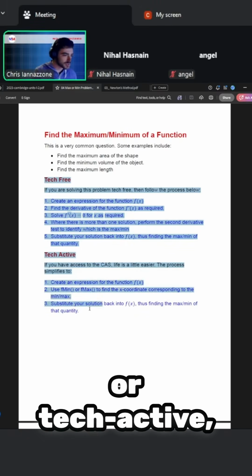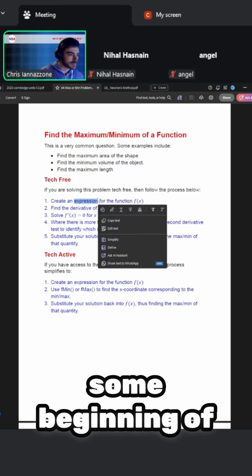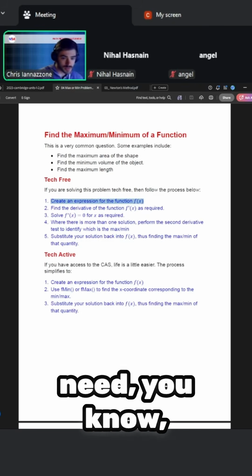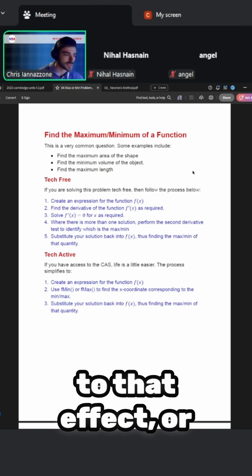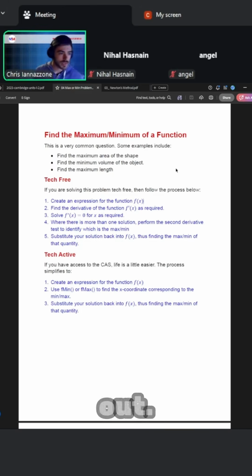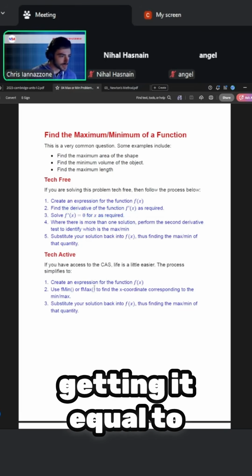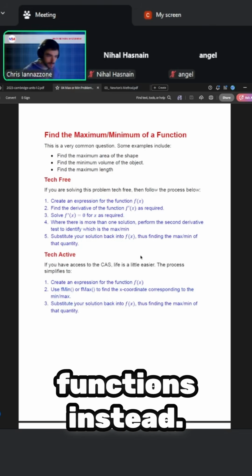And so whether you're doing this tech-free or tech-active, you'll find that the procedure is more or less the same thing. There's going to be some beginning of the question where you usually have to figure out what function you even need. You know, maybe you're creating a volume equation, maybe you're creating an area equation, something to that effect. Or it might just give it to you flat out. Then from there, if you're trying to maximize it, you're often finding the derivative and setting it equal to 0. Or if you're in tech active, you might prefer to use your fmin or fmax functions instead.